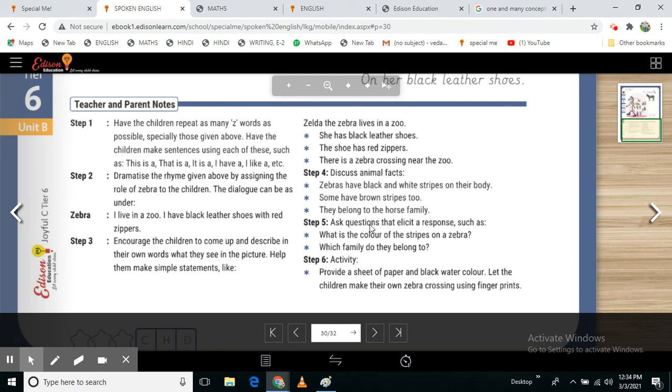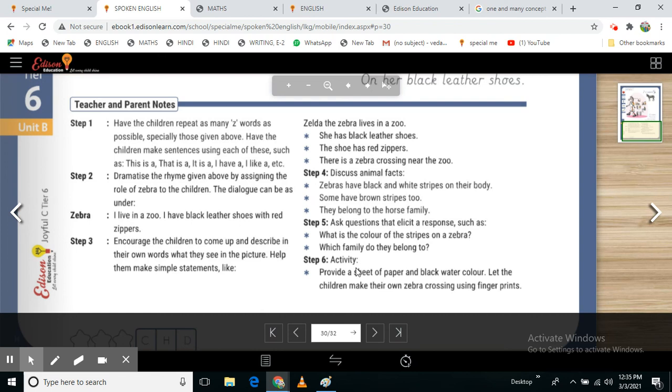Step number five, ask questions that elicit a response such as, what is the color of the stripes on a zebra? Okay, what is the color of the stripes on a zebra? Yes, students, what is the color? Yes, zebras have black and white stripes on their body. The color of the stripes, black and white. Okay, black and white. And which family do they belong to? Which family do zebras belong to? Yes, students. Yes, horse family, right? So zebras belong to the horse family.